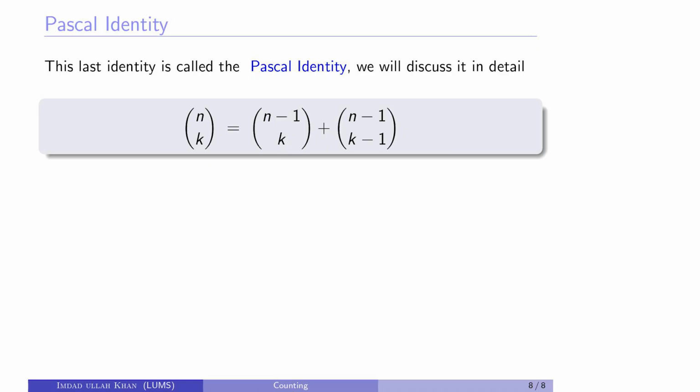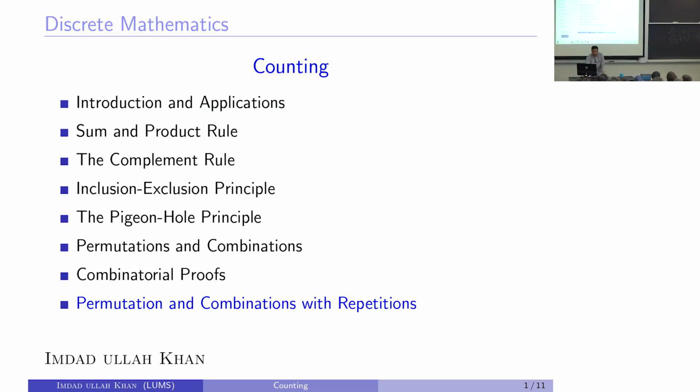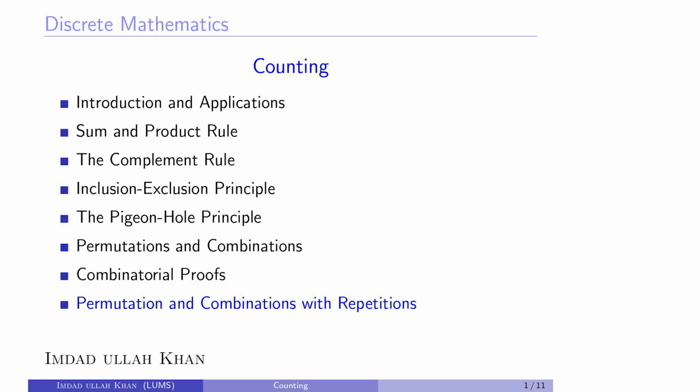We'll see why it is called Pascal identity, or whether it should be called Pascal identity, and then we'll make a whole thing about Pascal triangle and the binomial theorem from this identity. The last thing I want to finish today is counting with combinations and permutations with repetitions. Everyone should remember this thing.